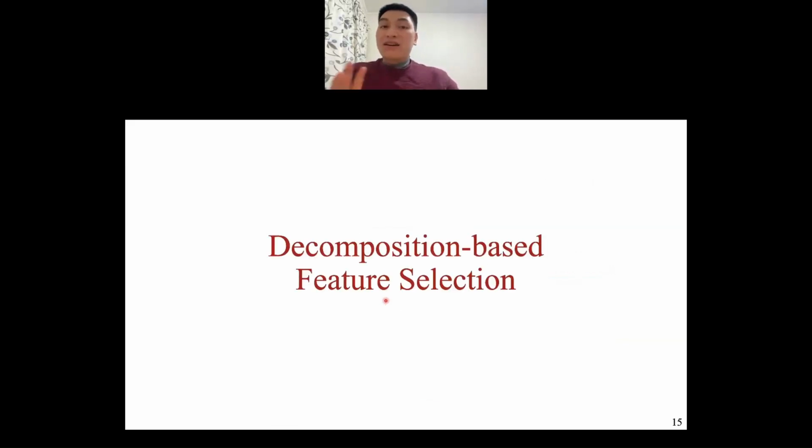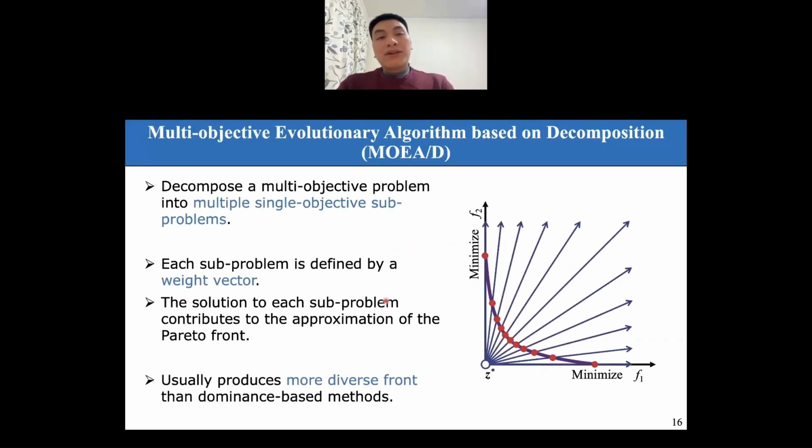We can also use another branch of EMO, which is decomposition-based feature selection, okay? So what is the main idea of decomposition-based feature selection? The representative algorithm for this branch is the multi-objective evolutionary algorithm based on decomposition, or for short, we call it MOEA/D, which is a framework for achieving multi-objective solutions based on decomposition. So the main idea here is, instead of having to solve the original multi-objective problem, we're going to decompose that into multiple single sub-objective problems, okay?